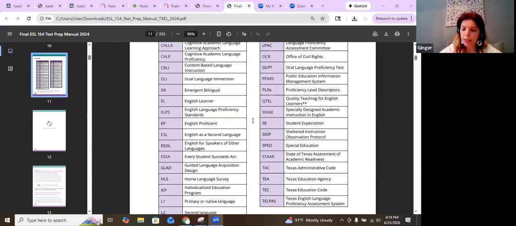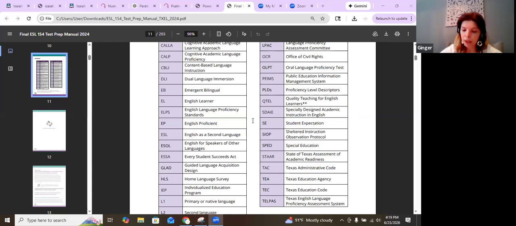Jim Cummins proposed the basic interpersonal communicative skills which EL students need in order to participate in meaningful speaking and listening interactions with L2 speakers. These develop much more quickly than higher level cognitive skills.